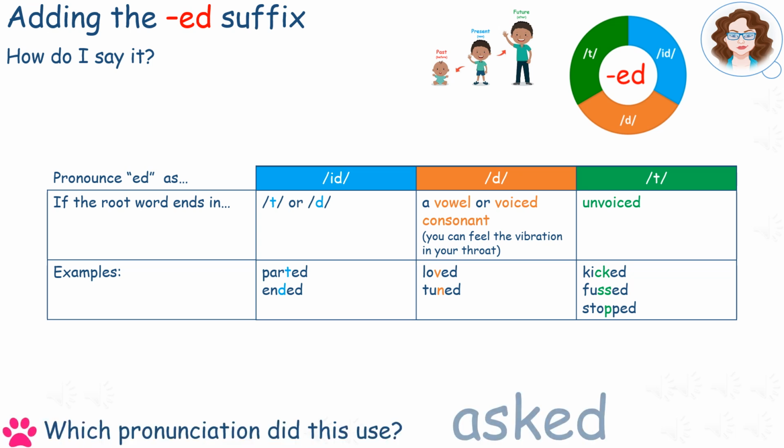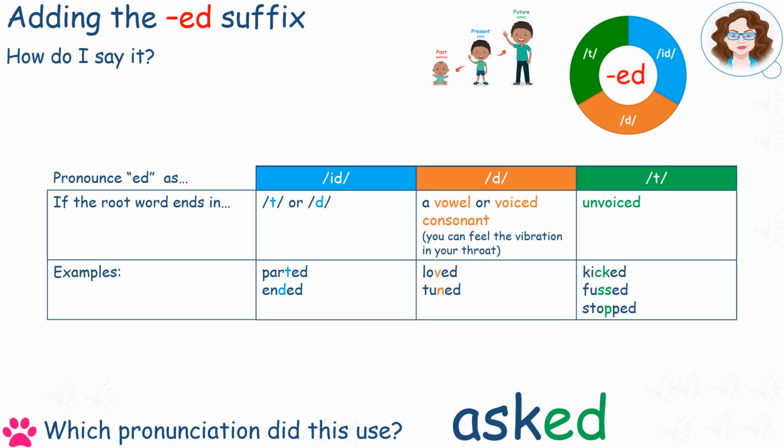Last week we had the word asked. Which pronunciation did this use? Pause here. That's right. The sk at the end is unvoiced, so it uses the t sound. We will learn more about the ed suffix later in Phase 5.